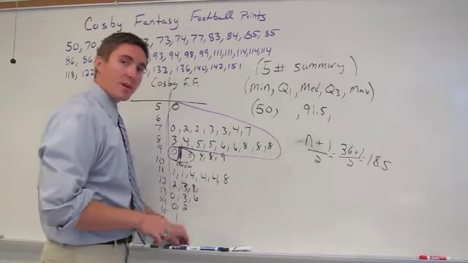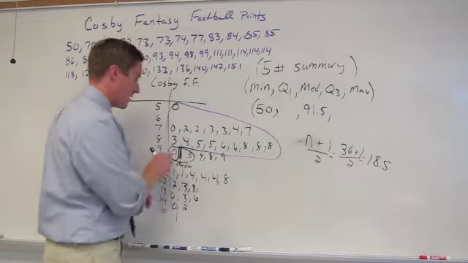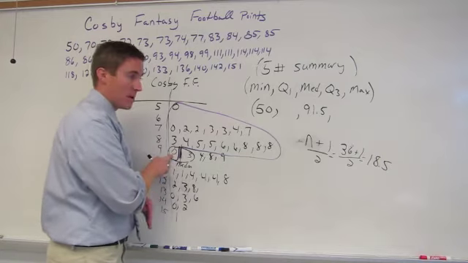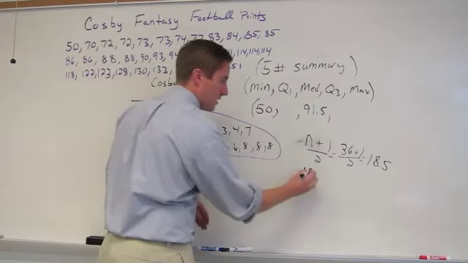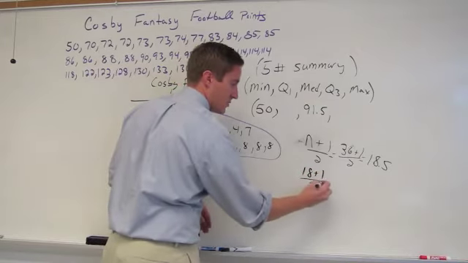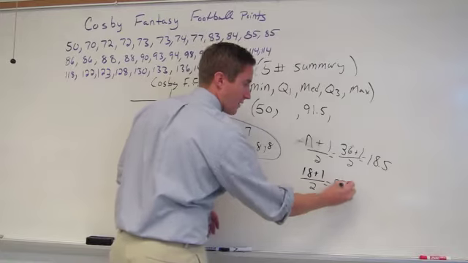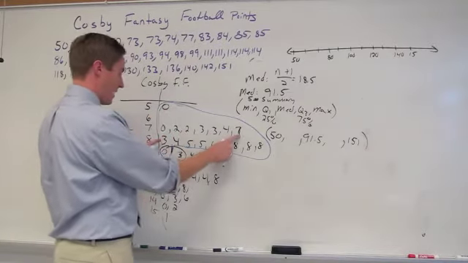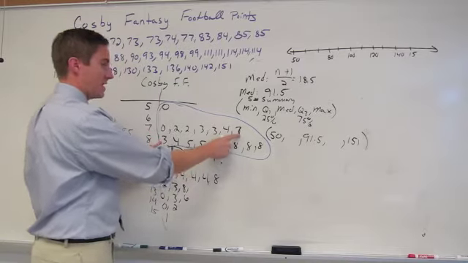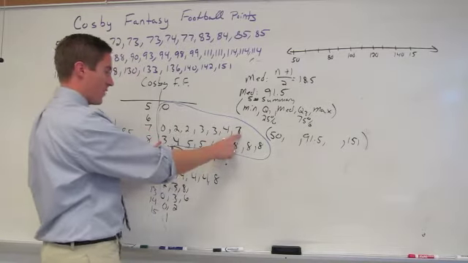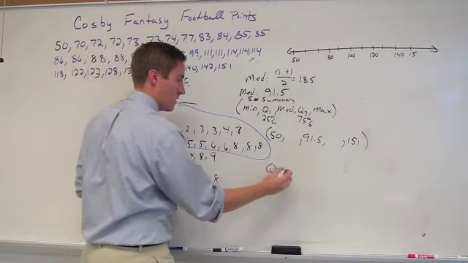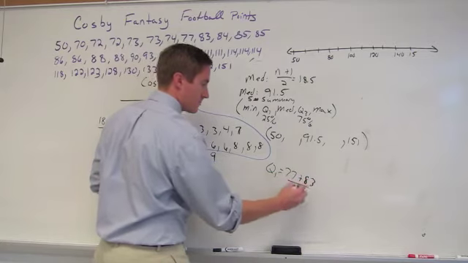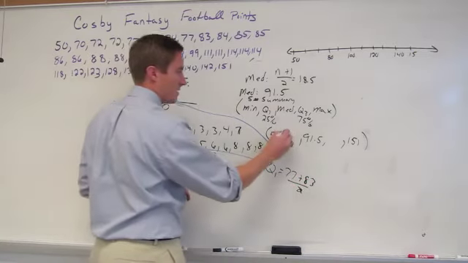If I do the math again, this time I don't include the median, so there would be 18 numbers below it. Again, I would do 18 plus 1 divided by 2, and that would fall at the 8.5 number, the average of 8. Count 1, 2, 3, 4, 5, 6, 7, 8. And here's the 9, so it falls between 8 and 9. So Q1 is going to fall between 77 and 83. It's going to be the average of the two, and that's going to leave us with 80.